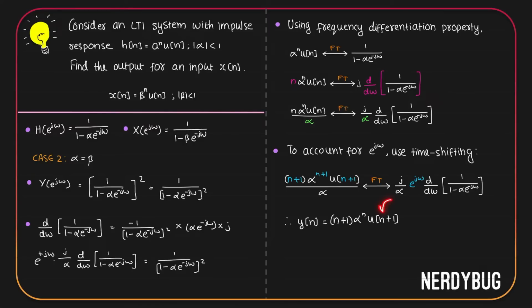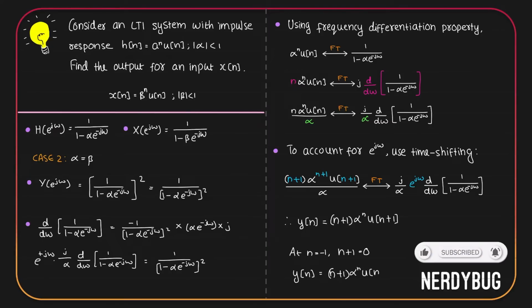Now we know u of n plus 1 is 1 from n equals minus 1 to infinity. But at n equals minus 1, we have an n plus 1 term over here that will be equal to 0. So that means y of n is going to be 0 at n equals minus 1 anyways. So we don't really have to write u of n plus 1. Even if you write u of n, it is going to be the same. So we can write y of n is equal to n plus 1 alpha raised to n u of n. This is the final output of our LTI system if alpha is equal to beta.